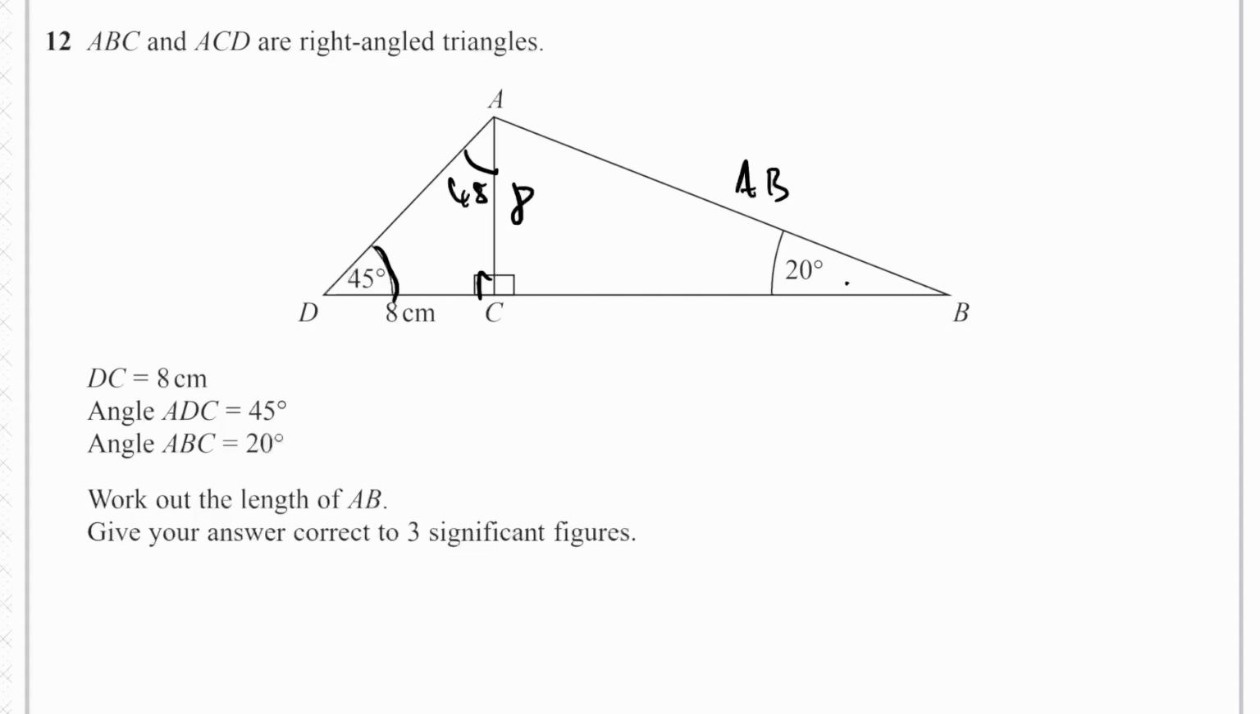Now, if you notice what you said right at the beginning, because we've got an angle over here, if we work out one of the sides, we should be able to work out AB using trigonometry. So let's see what we've got here because it's a right angle triangle.